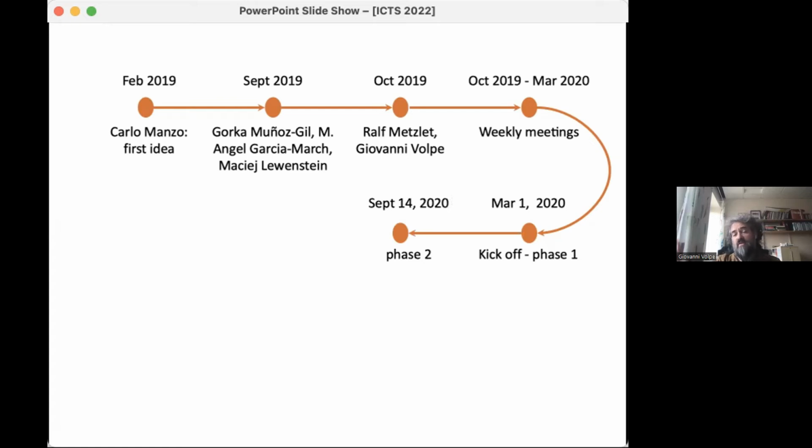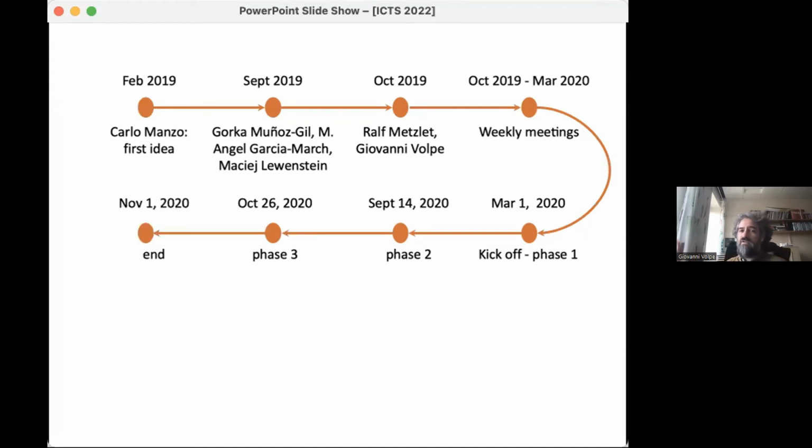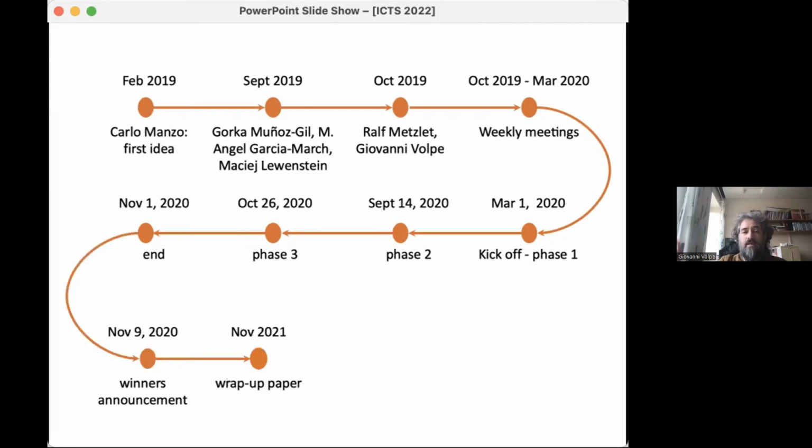And so we went to phase 1, then phase 2, a more restricted one, of the competition in September. Phase 3 started at the end of October. And finally, we ended the competition on the 1st of November. After that, we announced the winners on the 9th of November, 2020. And then, as you see, this takes 1 year in which we wrote and came up with a wrap-up paper.